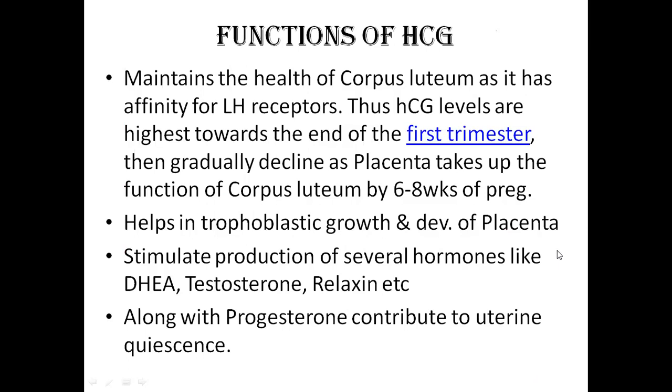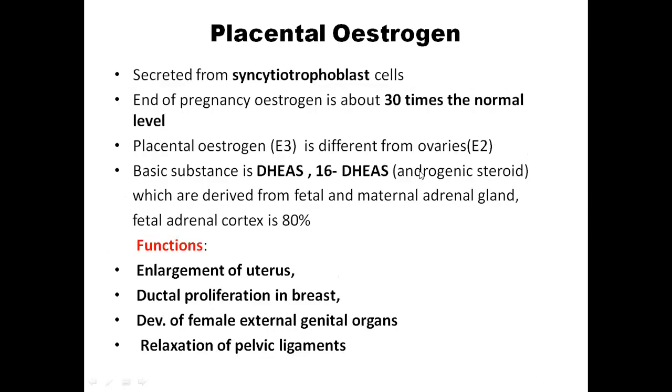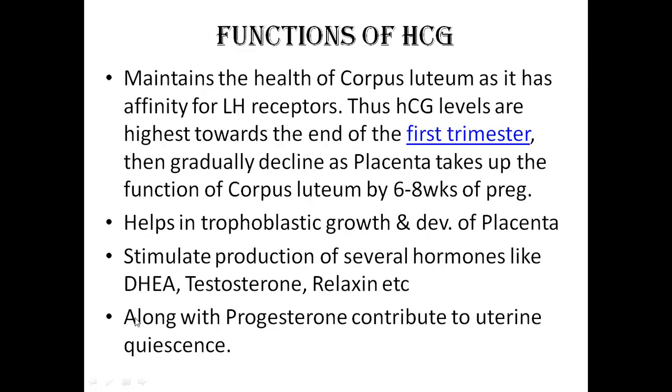Now, the functions of HCG to speak about, we already told you that it maintains the health of corpus luteum because it has affinity for LH receptors, very similar to the LH, the alpha subunit. And so it has a peak towards the first trimester and declines as placenta takes up its function. Now, it also helps in trophoblastic growth and development of placenta. That is also a very important function.